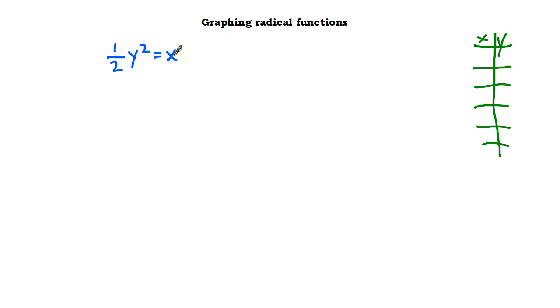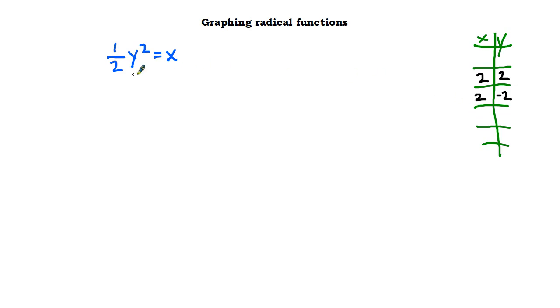In this case, it's a little bit easier to plug in y values and calculate x than it is to plug in x values and calculate y. So let's pick a few values. Let's try 2 for y. That'll be 4 times 1/2 is 2, so x equals 2. Then let's try -2 for y. If I put -2 in for y, I get 4, and again I get x equals 2. So I have this problem that my x repeats.